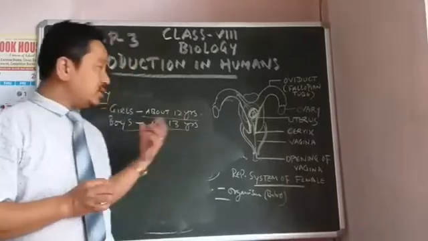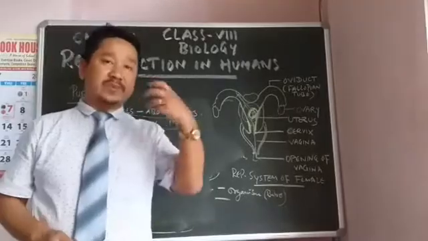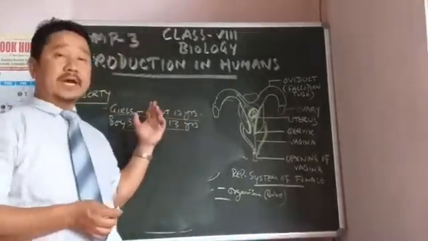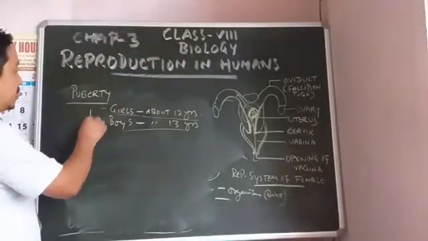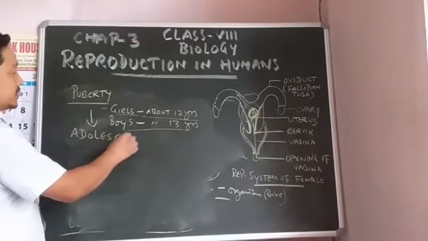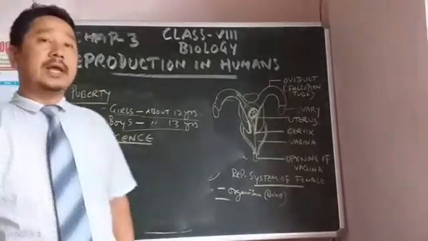Besides this, some other changes are also seen. Usually in girls, the period begins, which is called menstruation. That also usually starts here. After this, another phase comes, which is called adolescence.